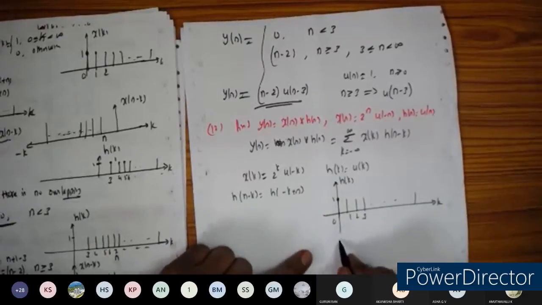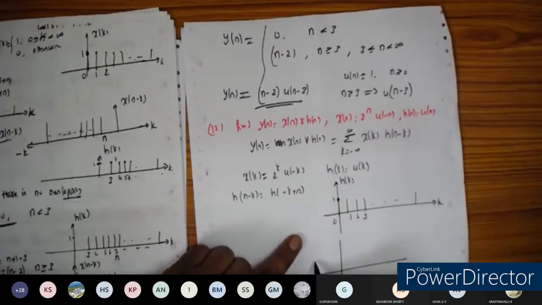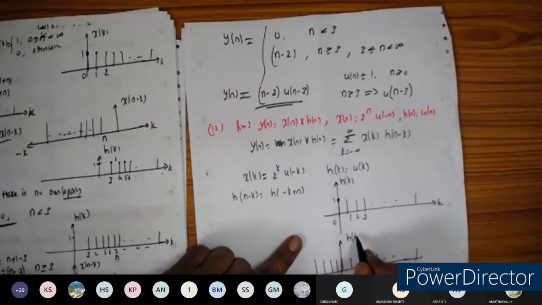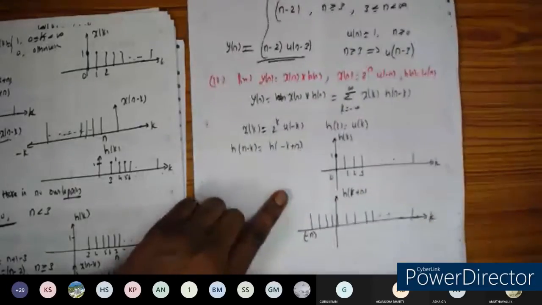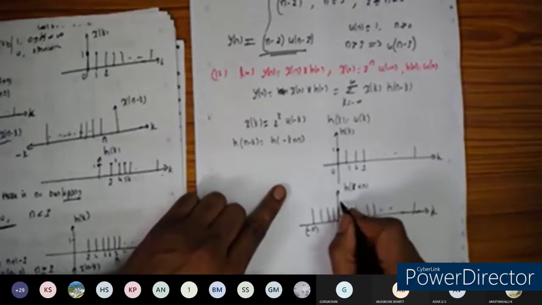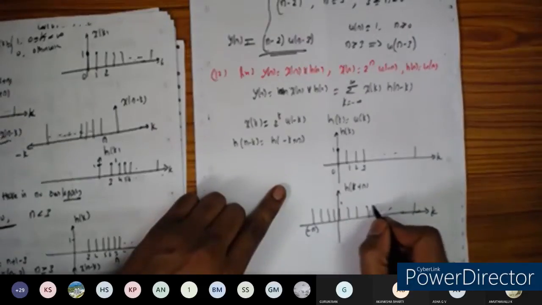Next, I'm going to plot h of n plus k. N plus k is nothing but the signal shifted towards the left side by n units. It is going to be shifted like this. So this is h of k plus n, this is minus n, and this is the time index called k here. Its amplitude will be 1.